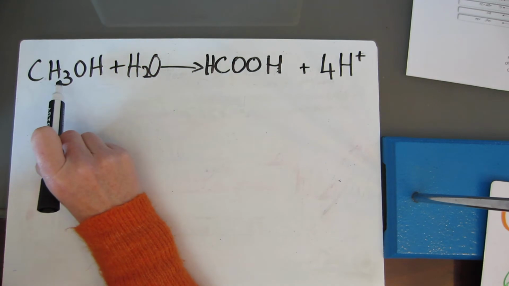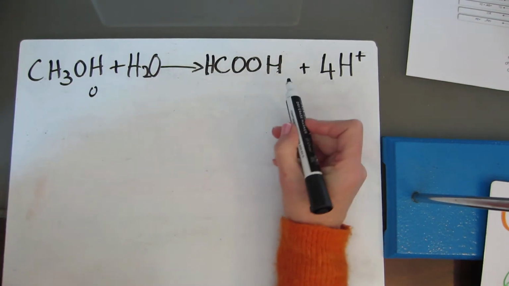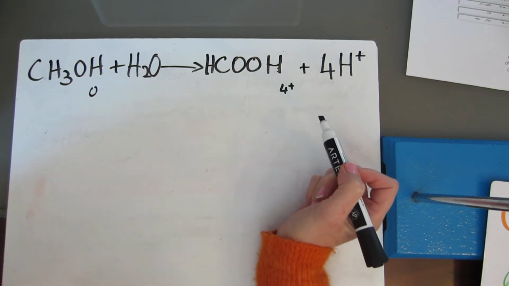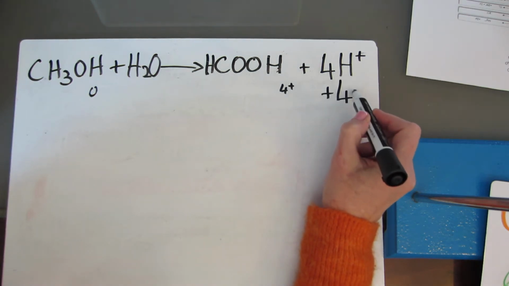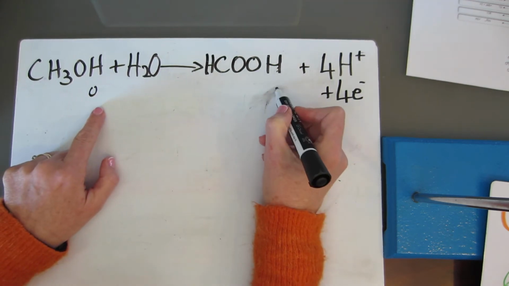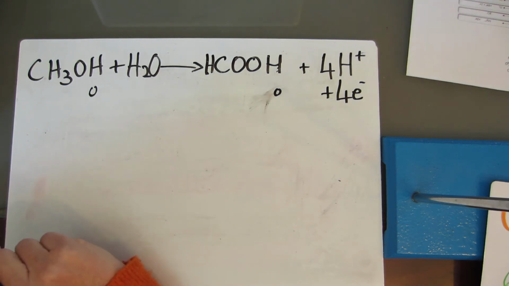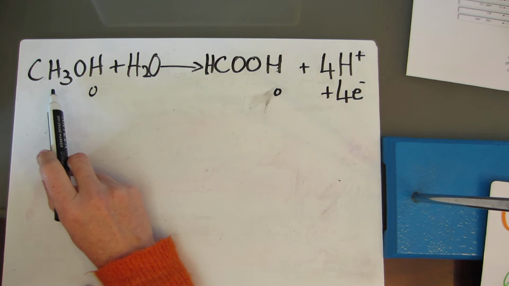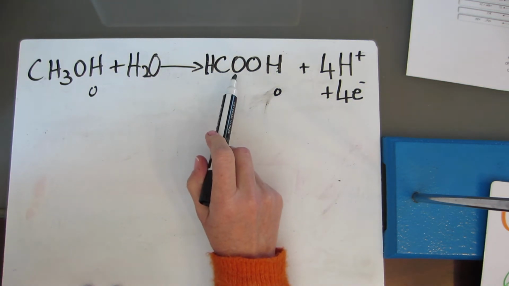Okay, so what's the charge on this side? 2 neutral molecules, 0. And on this side, 4+. So we always add electrons to the more positive side. So I'm going to add 4 electrons to this side to balance up the charge, making sure it is 0. Okay, to balance the charge on this side there. So that's our redox half equation for methanol losing electrons and being oxidized to methanoic acid.